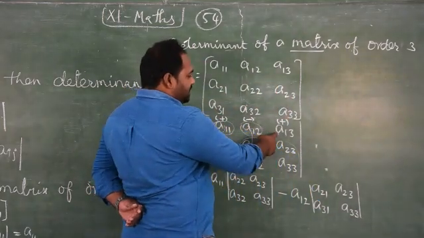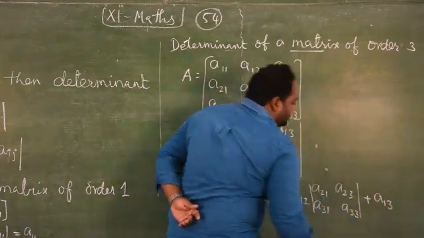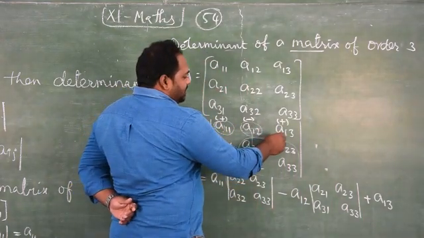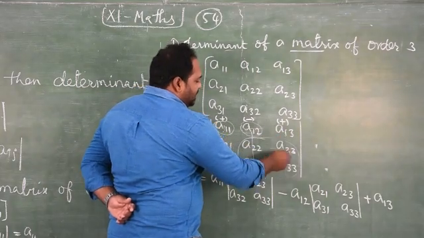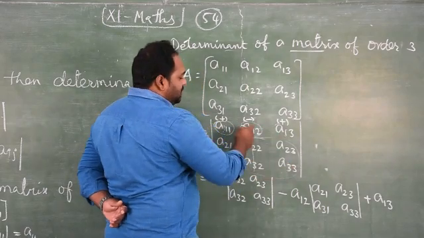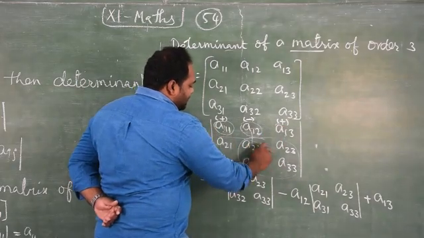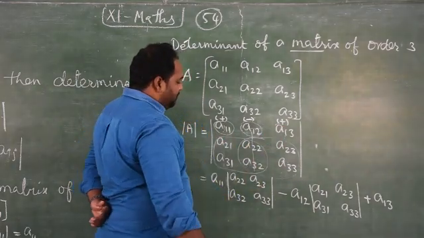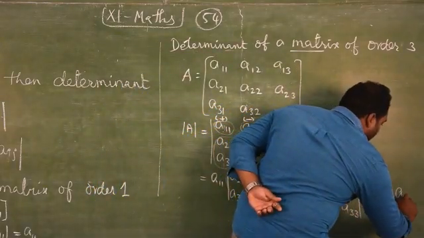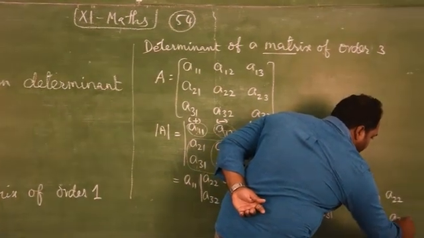Next, third one. Third one we have to take in the plus symbol, A13. So A13, if you take this element, we have to delete the third column and the first row, because A13 belongs to the first row and third column. So I'm going to eliminate this row and column. The remaining, I'm getting these four values, that is the modulus A21, A22, A31, A32.